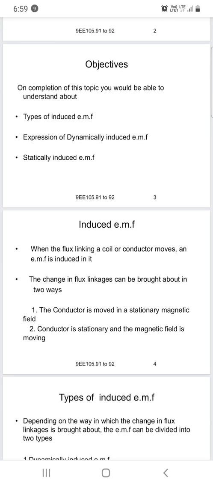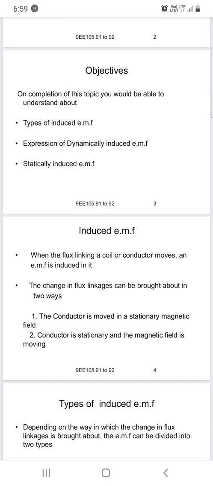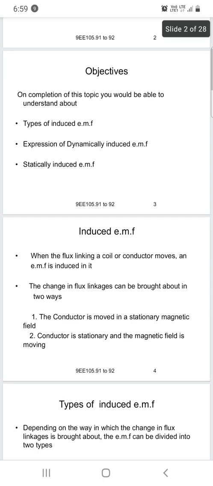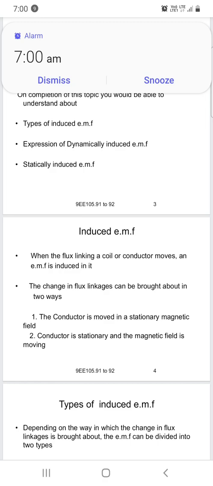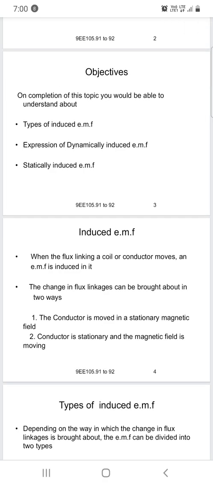First, what is induced EMF? When flux is linking a coil or conductor, an EMF is induced in it. That means when a conductor or coil is placed in a magnetic field, or moves in it, then the EMF is produced in that conductor.